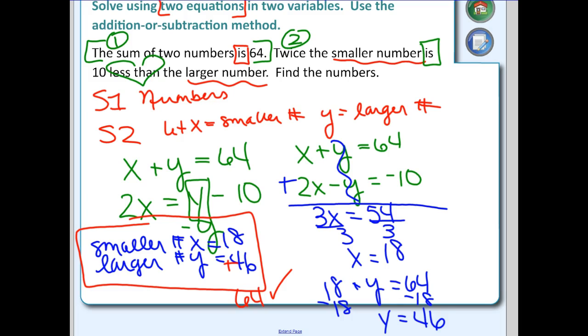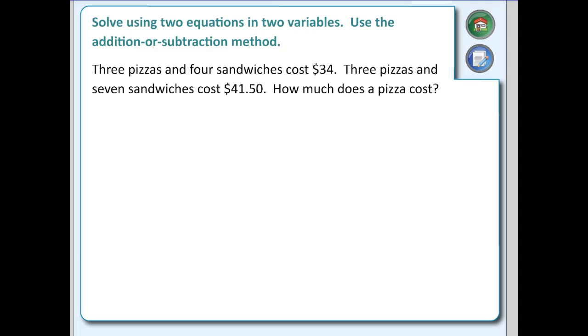If I go here, let's look at story problem number 2. It says 3 pizzas and 4 sandwiches cost $34. 3 pizzas and 7 sandwiches cost $41.50. How much does a pizza cost? So we're looking for how much a pizza costs.